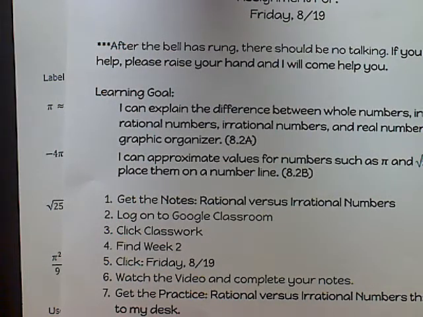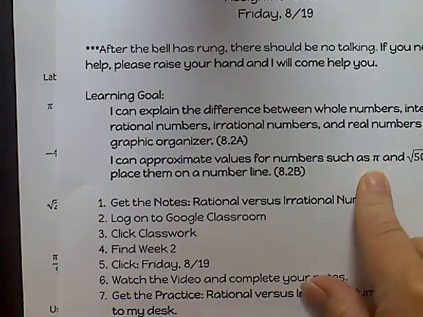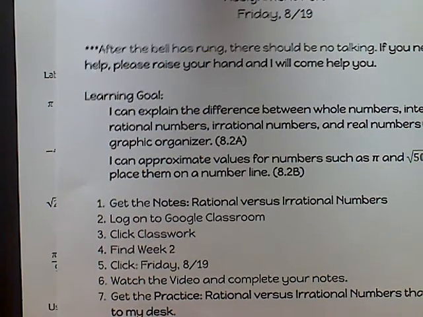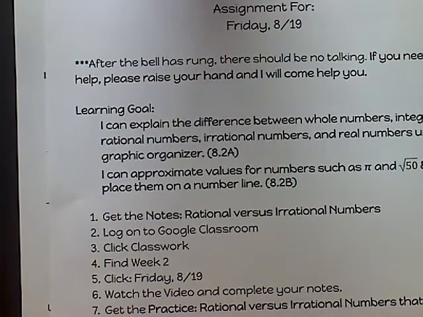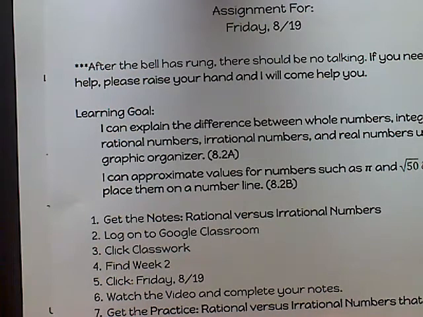Alrighty, here we go. Learning goal today. I can approximate the values on a number line such as pi and negative square root of 50 and place them on a number line. I can explain the difference between whole numbers, integers, rational numbers, irrational numbers, and real numbers using a graphic organizer. We're going to specifically hone in on rational versus irrational numbers today.